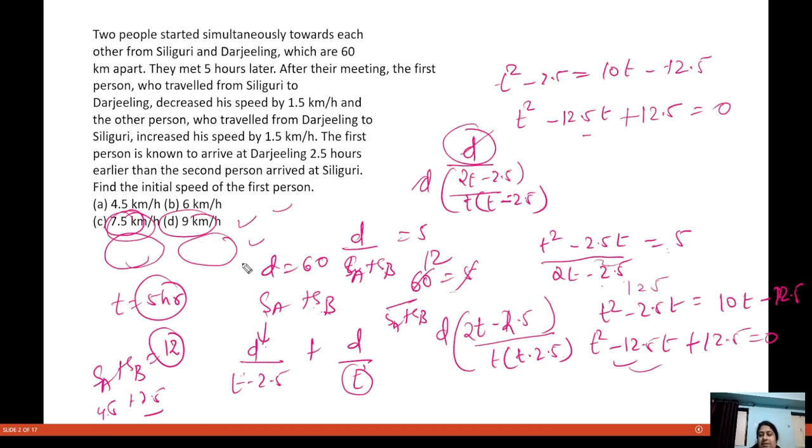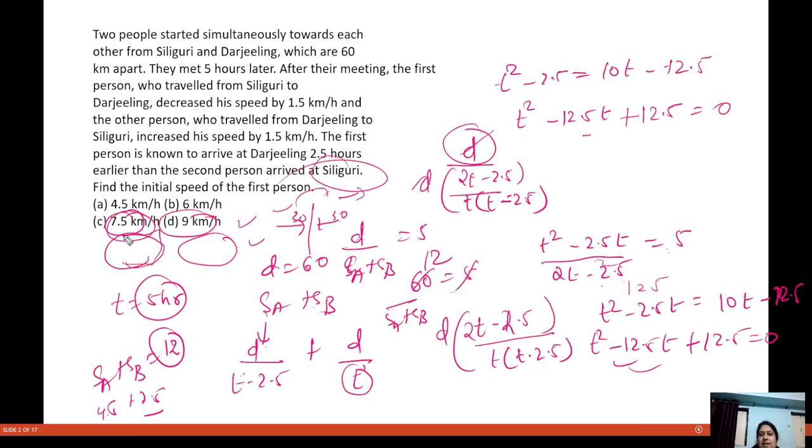Again, if the speed of the first person is 6 kilometers, then both of them will travel an equal distance of 30 and 30 kilometers in 5 hours, and then the first person's speed will decrease. Then how will this person reach 2.5 hours earlier? So even this is not a possible solution.